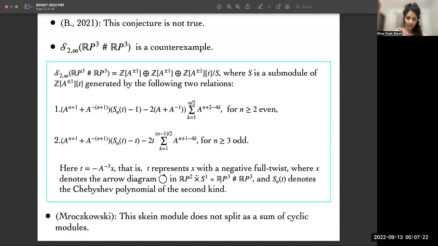However, I show that this conjecture is not true in general, and the counterexample is given by the KBSM of the connected sum of two copies of the real projective space.